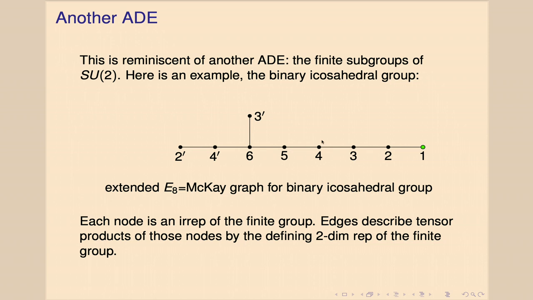And you get all the other nodes, you connect these nodes by how they tensor. So you take this representation I just said, the defining representation, the embedding representation, and you tensor it with the trivial, and you get just itself. And so you connect 1 with 2. You tensor the defining one with 2 itself, and what you get is 3 plus 1. And so you connect 2 with 3, et cetera, et cetera. And you do all this, and what you end up with is the extended E8 diagram. Okay, I'm assuming you've all seen this before.